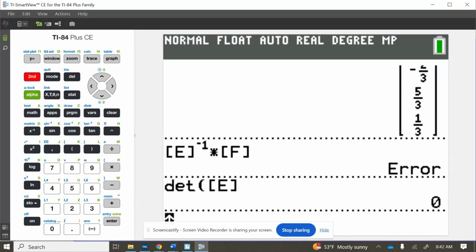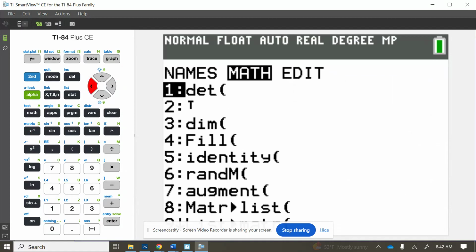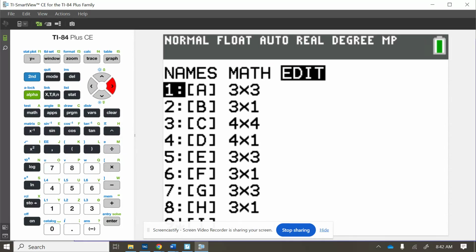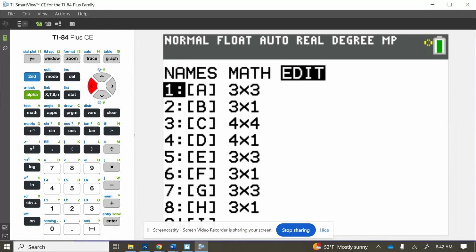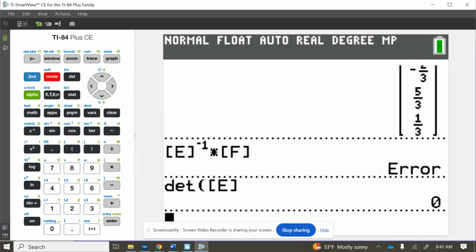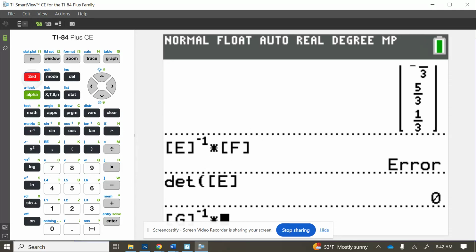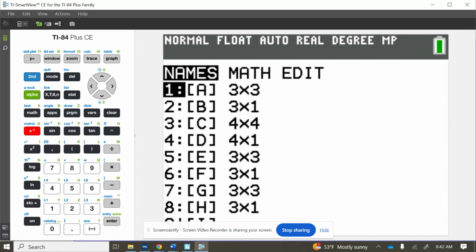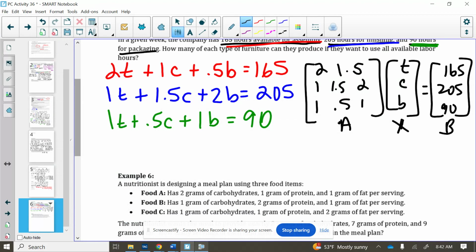This time I have this plugged in as options 7 and 8 as our matrix equation. So we see here the first matrix, and again for option 8, G and H for these. So A inverse times B, this time I'm going to use G inverse times H. And we see our final output, 27.5, 105, and 10.